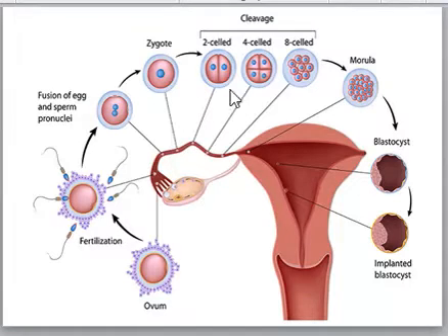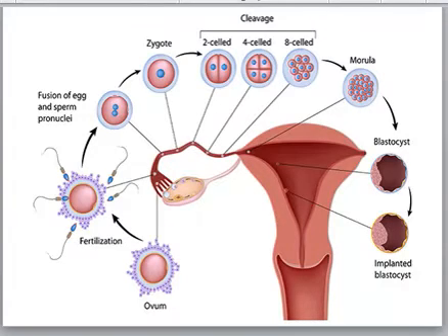So what will happen after that? It makes cell divisions, and the multiple cell division stage is called a morula. After that it becomes a blastocyst, and following the blastocyst there is the implanted blastocyst. So these are the steps of pregnancy. Next we are going to see about this one.